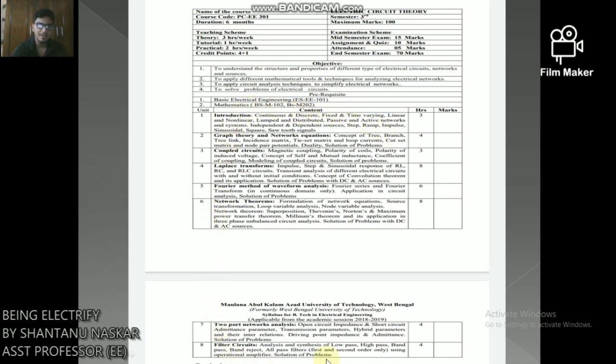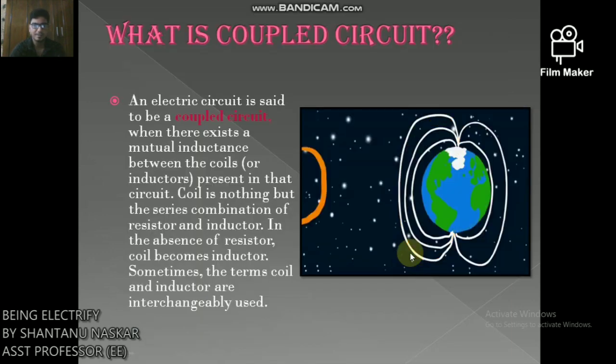So these are your contents. In your unit 1, there is the introduction course, which I have already covered in my lecture. Here I have covered continuous, discrete, fixed time, varying, linear, nonlinear, signal system, step, ramp, impulse, sinusoidal, squared, sawtooth signal. And in my lecture 2, I want to cover the coupled circuit. After this, I will cover graph theory, Laplace, Fourier, network theorem, two-port, and filter circuit. So let's start with the coupled circuit.